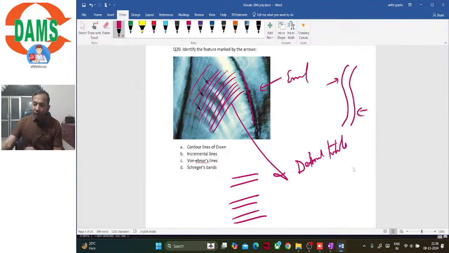जो डेंटिनल ट्यूब्यूल है along its length it has multiple secondary bends. तो ये secondary bends जब overlap करते हैं तो ये क्या बनाते हैं? von Ebner's lines बनाते हैं. And it is this von Ebner's lines which is seen here. ठीक है? यहाँ पर हमें क्या दिख रहा है? von Ebner's lines. Oh sorry, contour lines of Owen.